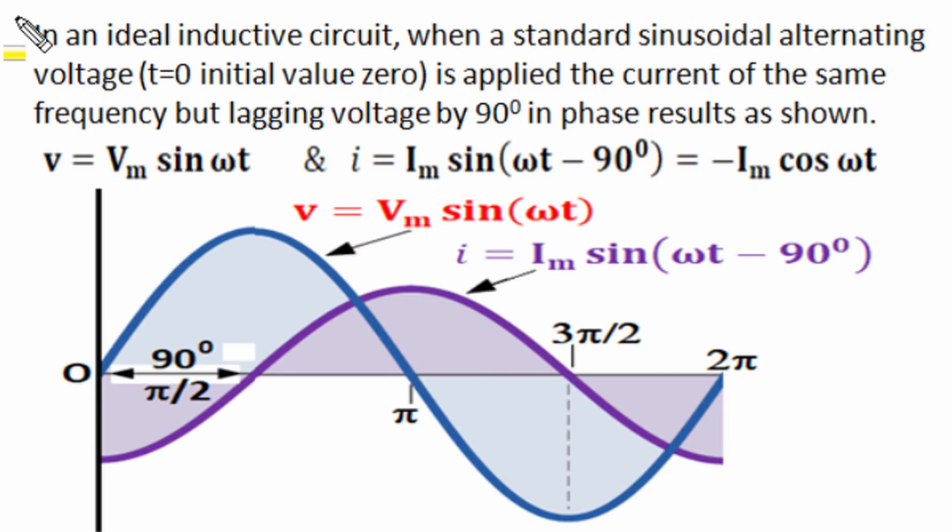In a pure ideal inductive circuit, when a standard sinusoidal alternating signal, shown by the blue wave having initial value 0, is applied, a current of the same frequency but lagging the voltage by 90 degrees in phase will result. If voltage is a standard sinusoidal signal with phase angle 0, then current lags voltage by 90 degrees, as shown by these two yellow highlighted equations or this blue and violet wave diagram of voltage and current respectively.